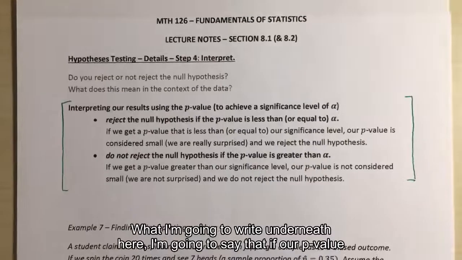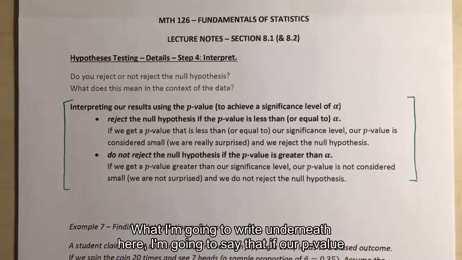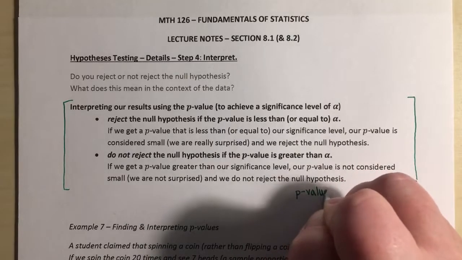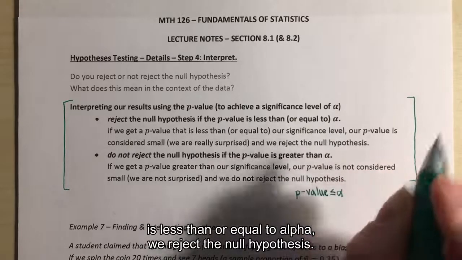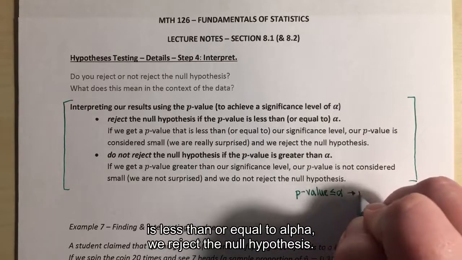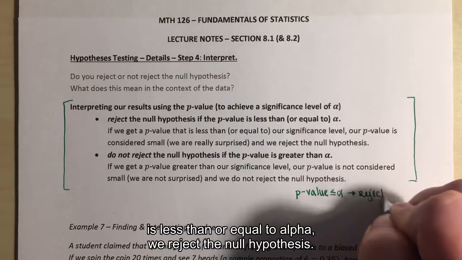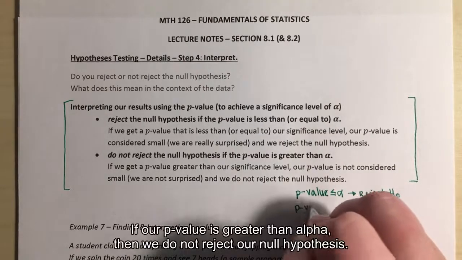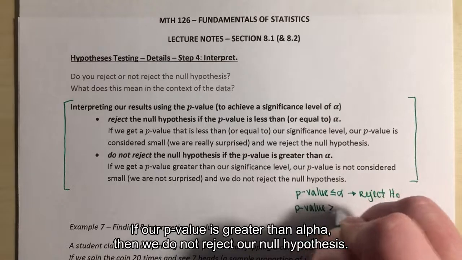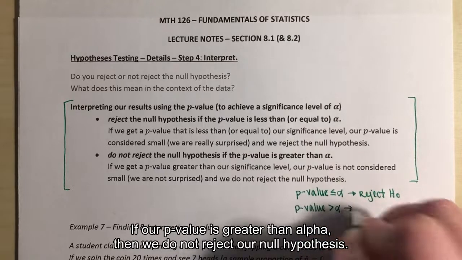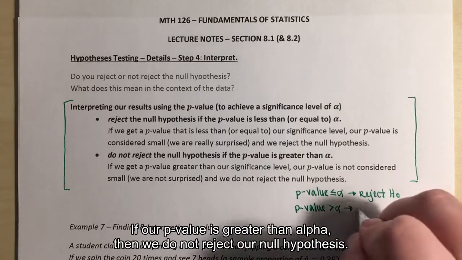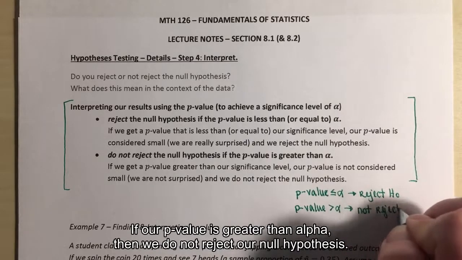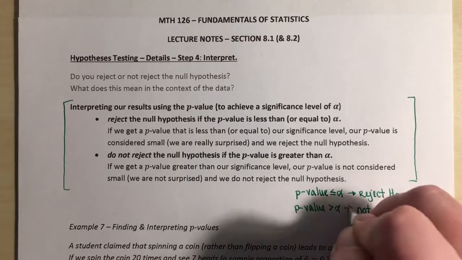So what I'm going to write underneath here, I'm going to say that if our p-value is less than or equal to alpha, right, we reject the null hypothesis. If our p-value is greater than alpha, right, then we do not reject our null hypothesis. Right?